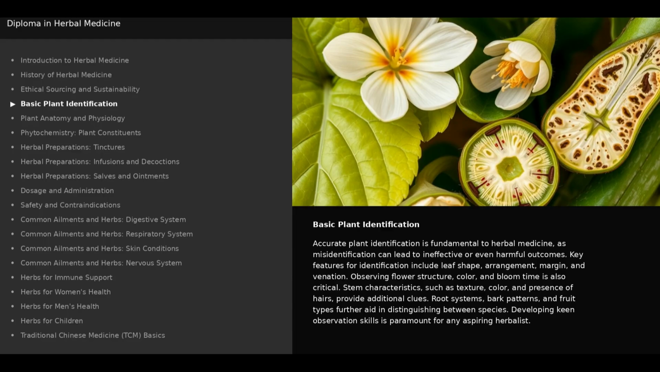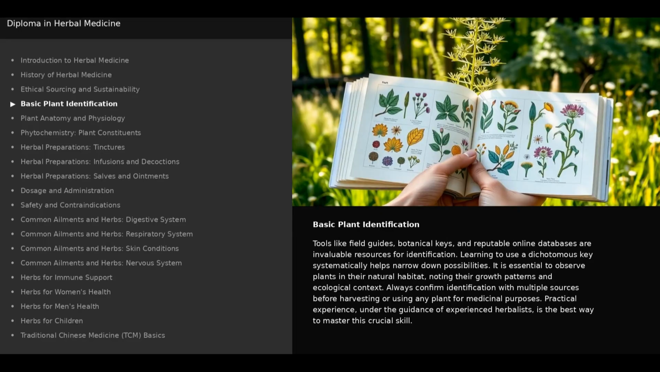Developing keen observation skills is paramount for any aspiring herbalist. Tools like field guides, botanical keys, and reputable online databases are invaluable resources for identification. Learning to use a dichotomous key systematically helps narrow down possibilities. It is essential to observe plants in their natural habitat, noting their growth patterns and ecological context. Always confirm identification with multiple sources before harvesting or using any plant for medicinal purposes. Practical experience, under the guidance of experienced herbalists, is the best way to master this crucial skill.